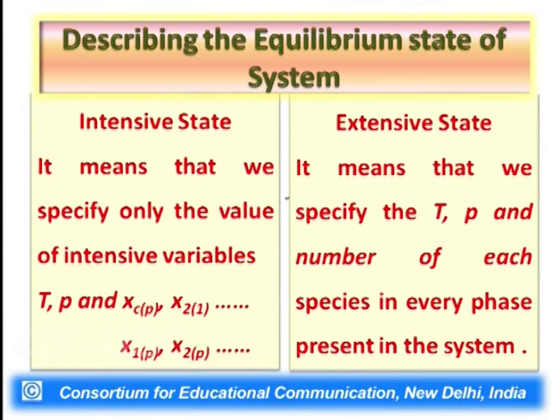So, if we specify the intensive variables, that means amount fraction of any chemical constituent present in a given phase, then we are trying to specify the intensive state of the system. On the other hand, in addition to temperature and pressure, if we specify the number of moles of each chemical species present in each and every phase, then we are trying to specify the extensive state of the system. You must be aware that in thermodynamics we said that the temperature, pressure in addition to number of moles of various chemical constituents present in the system is required to be specified. So, for thermodynamic purposes we had specified the extensive state of the system.